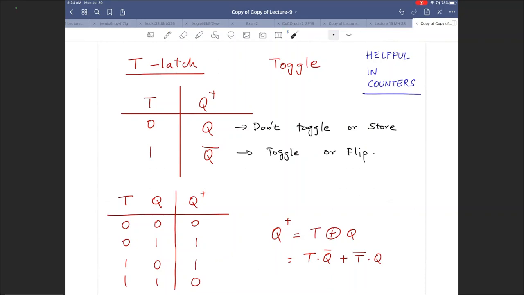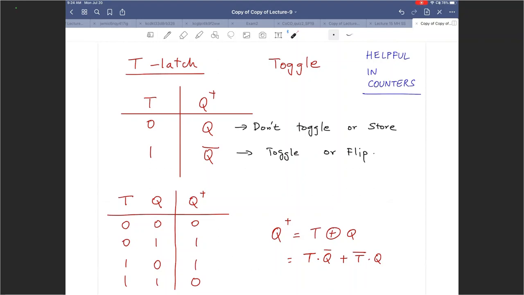So what's a T-latch? Latch means level sensitive. So when T is 0, what does T equals 0 mean? Don't toggle. Don't toggle means what? Store, right? Don't flip means store. So Q plus, your next state, is the same as the current state. Q plus equals Q when T is 0. When T is 1, you are asking it to toggle. So Q plus will become Q complement, which means take the current state, flip it, and that's what your next state is going to be. So that's a T latch.